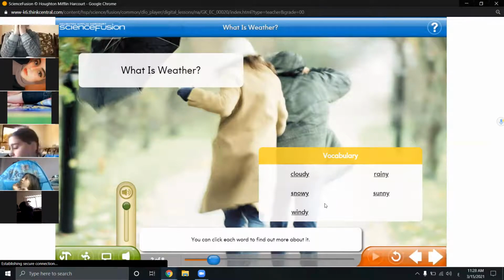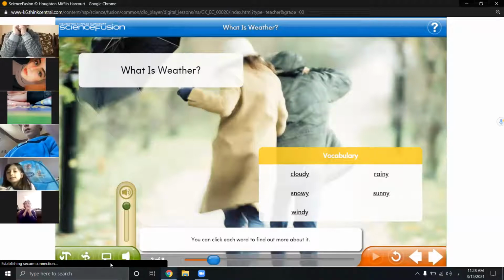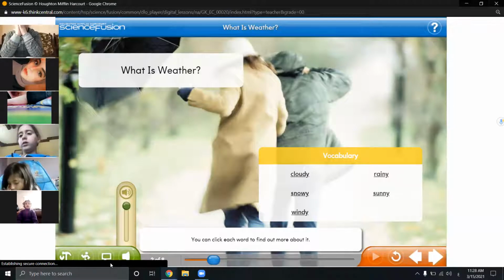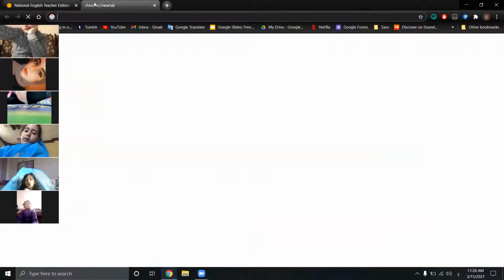Cloudy, from its name, what does it mean when I say the weather is cloudy? Who knows? Who knows? Yes, Farah. The clouds are in the sky, yes. Very good. So when the sky is full of clouds, we say that the weather is cloudy. Very good, Farah. Okay, let me show you a picture of it.